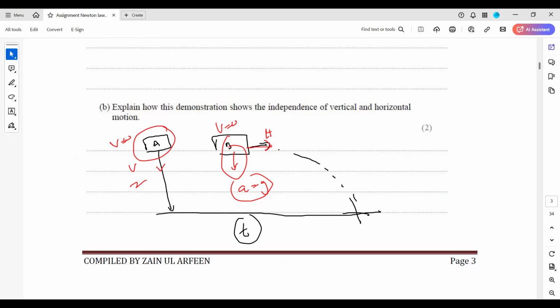And we did the same thing in projectile questions: whenever you drop two objects, one following the trajectory of a projectile and another falling freely without air resistance, both will hit the ground at the same time, irrespective of the horizontal velocity. So the vertical velocity of A and B are the same, and B has a horizontal velocity which does not affect the vertical velocity. That's why they hit the ground at the same time.